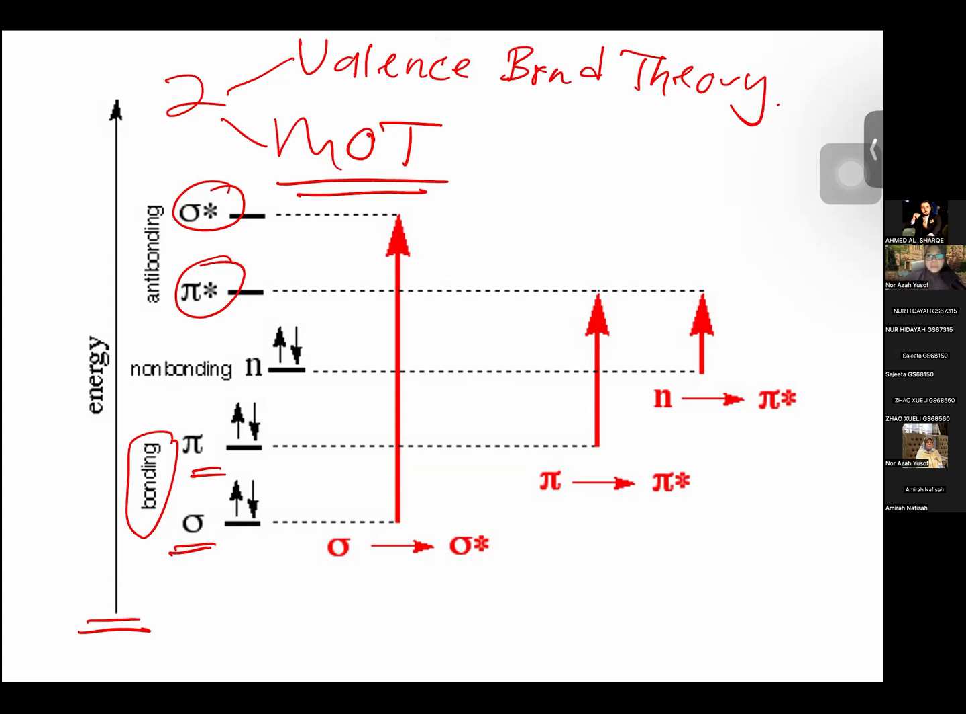This is the level of energy required. And also this one, n is non-bonding or lone pair electron. So these are the transitions of electron that can happen when the compound receives and absorbs a photon and the electron is excited. Not the compound is excited, the electron is excited. This is the movement or transition of electron that can happen.